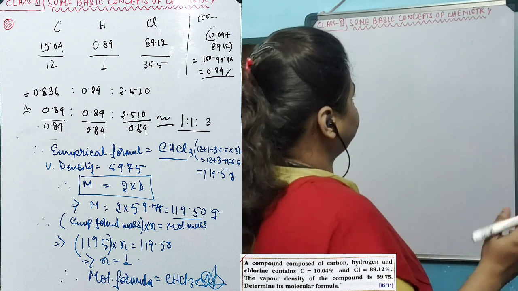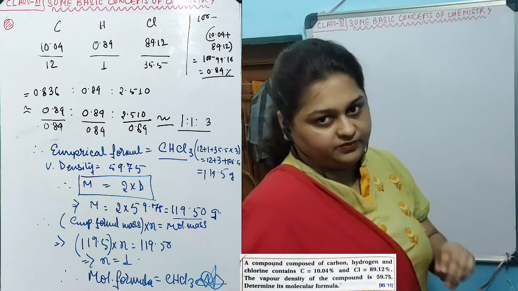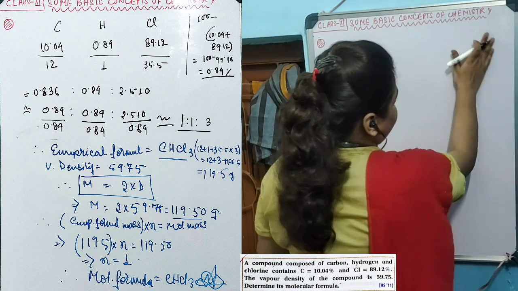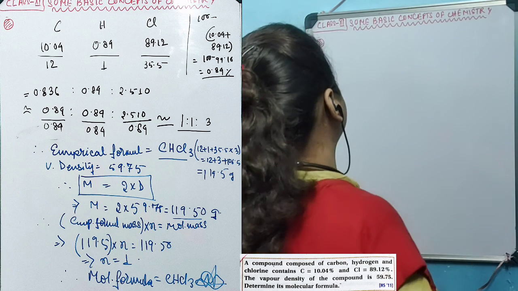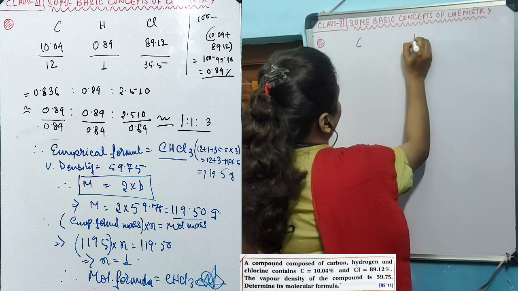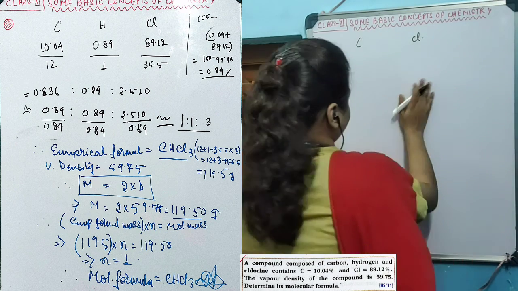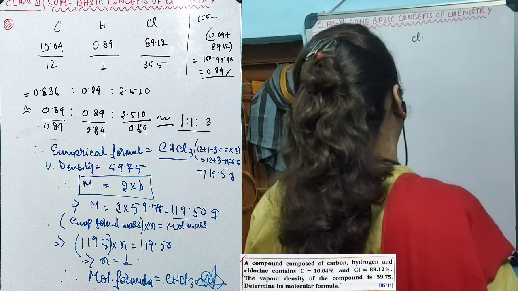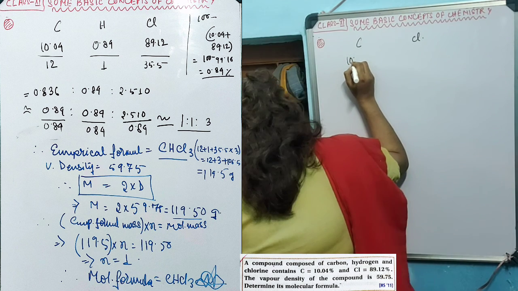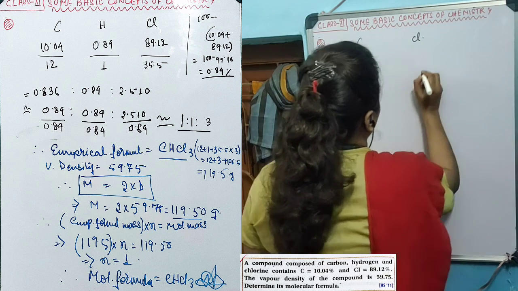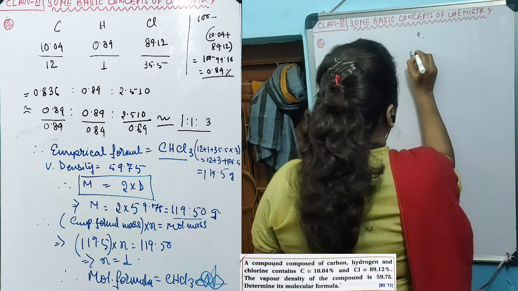Now, this type of numerical problem is done in a specific way. Try to see what specific steps need to be followed to do this kind of chemical numerical problem. They have given carbon, hydrogen and chlorine. These are the constituent elements producing a compound in which the percentage of carbon is 10.04% and the percentage of chlorine is 89.12%.